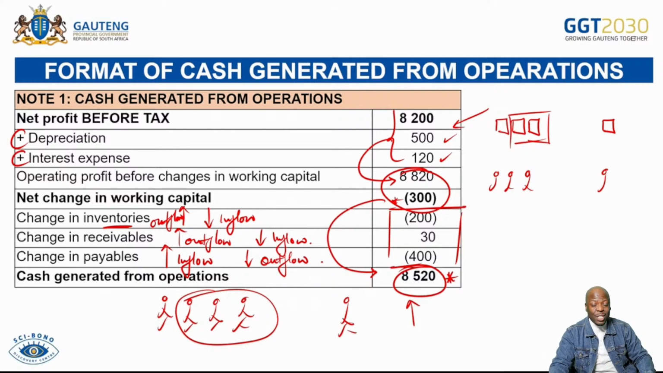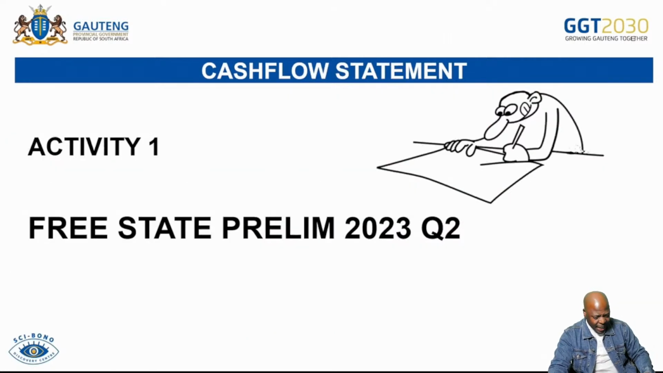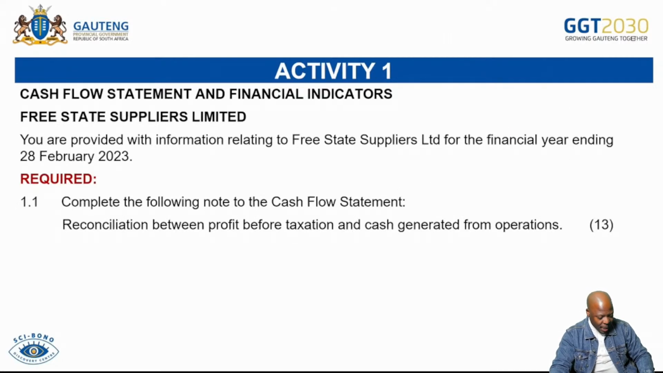Let's start with activity 1. Activity 1 is adapted from the Free State Prelim for the year 2023. And my focus is on question number 2. You ready? Let's do it together. Okay. The information reads, cash flow statement and financial indicators. Free State suppliers. So I'm not going to do the entire question. I'm just going to do a certain part.